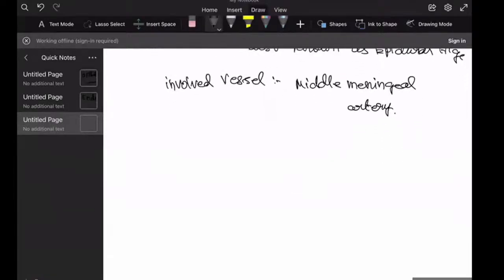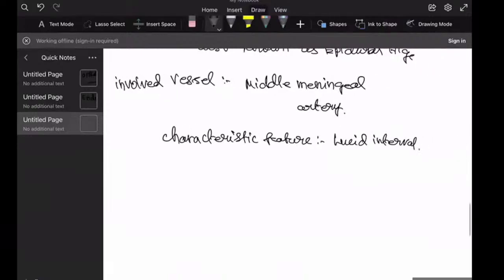What is the characteristic feature? Lucid interval. Lucid interval is a very, very, very important word. In the question, if you are given an image and you couldn't find whether it is a crescent or whether it is concave or convex, look for the word lucid interval. Lucid interval happens only in extradural hemorrhage.